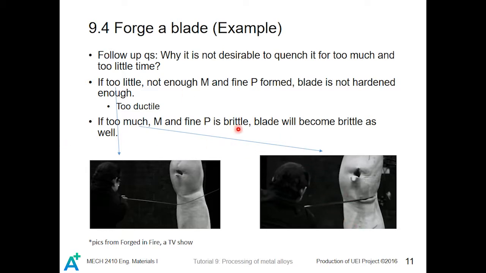Let's say for this unfortunate pig, this man uses a blade which has been quenched too much to try to slice the pig into two halves. However, it failed, and the blade is broken because it is too brittle. And if the quenching time is too little, the case is basically reversed. There is not enough martensite and fine pearlite formed, and most of the blade will be in the phase of ferrite, which is not hardened enough, and the resultant blade will be too ductile, and basically the pig is not even scratched in this case.